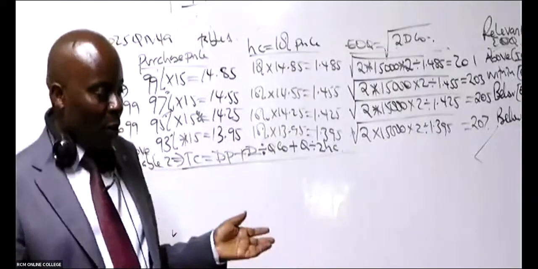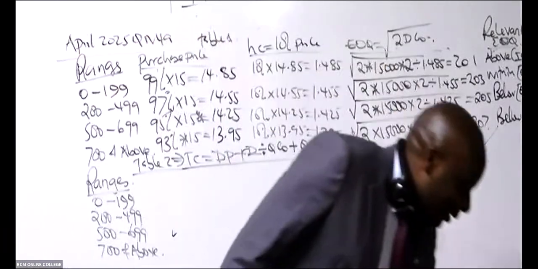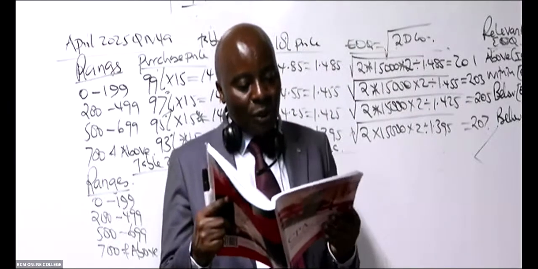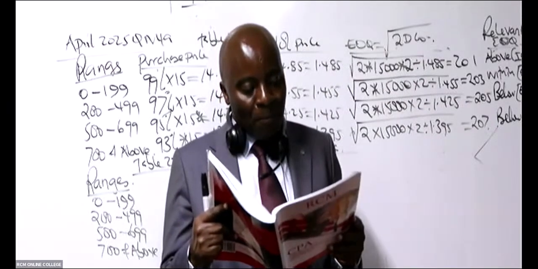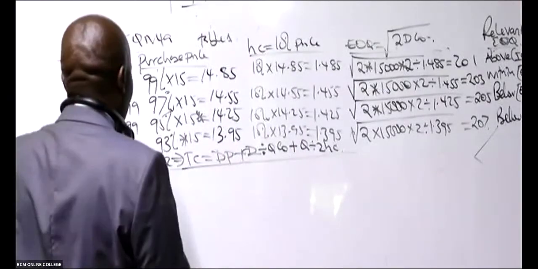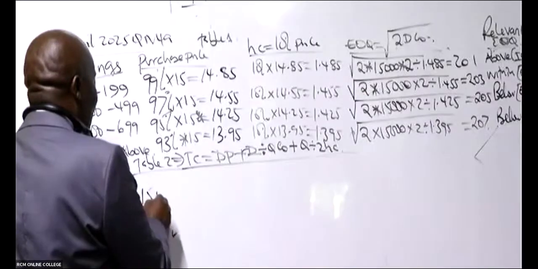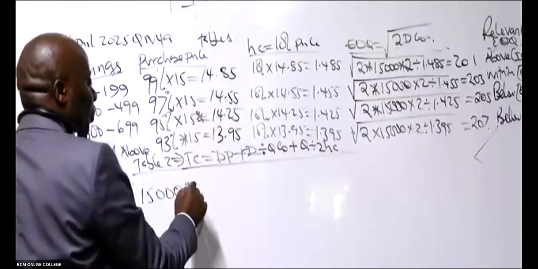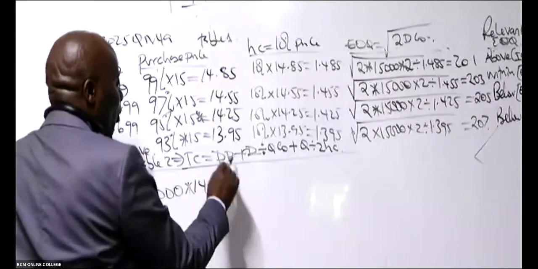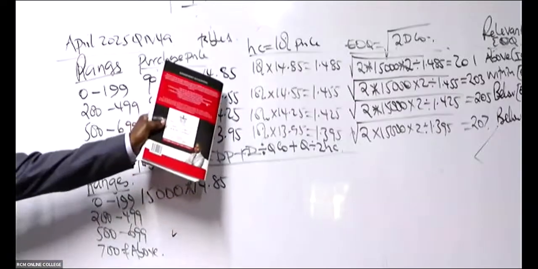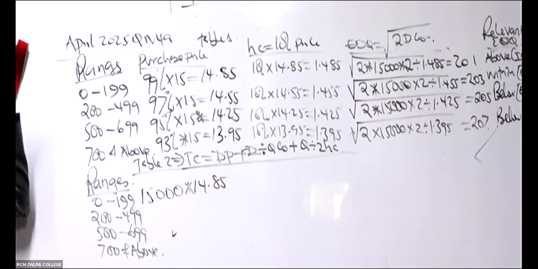So the annual demand in this question, how much did they say, somebody? 15,000, isn't it? So we have here 15,000. In this particular range 1, what is our price? Range 1 is supposed to be 14.8. The price is here. Is that okay?